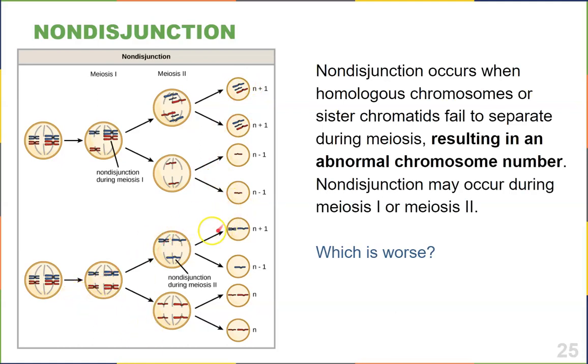It can also occur in meiosis 2, where instead of the sister chromatids separating like normal, they do not separate, and one chromosome gets put into a cell there. So it's going to have an extra, +1. The other side of this cell is going to be missing 1, so -1. And then the other cell during meiosis 2 is going to be normal. So which is worse? Probably meiosis 1 is going to be worse because we end up with 4 aneuploid cells versus meiosis 2, where we only end up with 2 aneuploid cells.